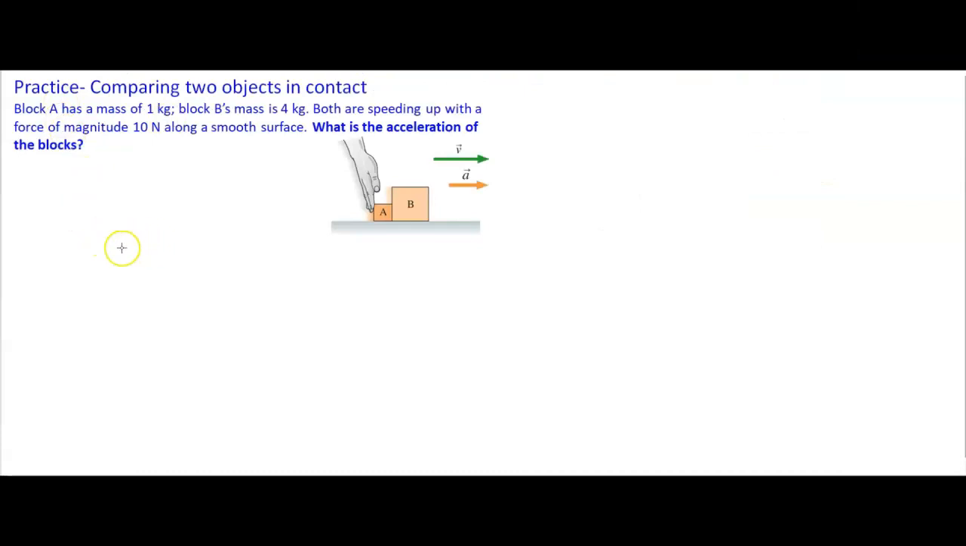So let's go ahead and start off, and again we're going to draw a little A and a little B to distinguish between our two blocks. All right, so I'm going to draw a little A block right here and a little B for our free body diagrams. And let's think about how many forces are acting on block A.